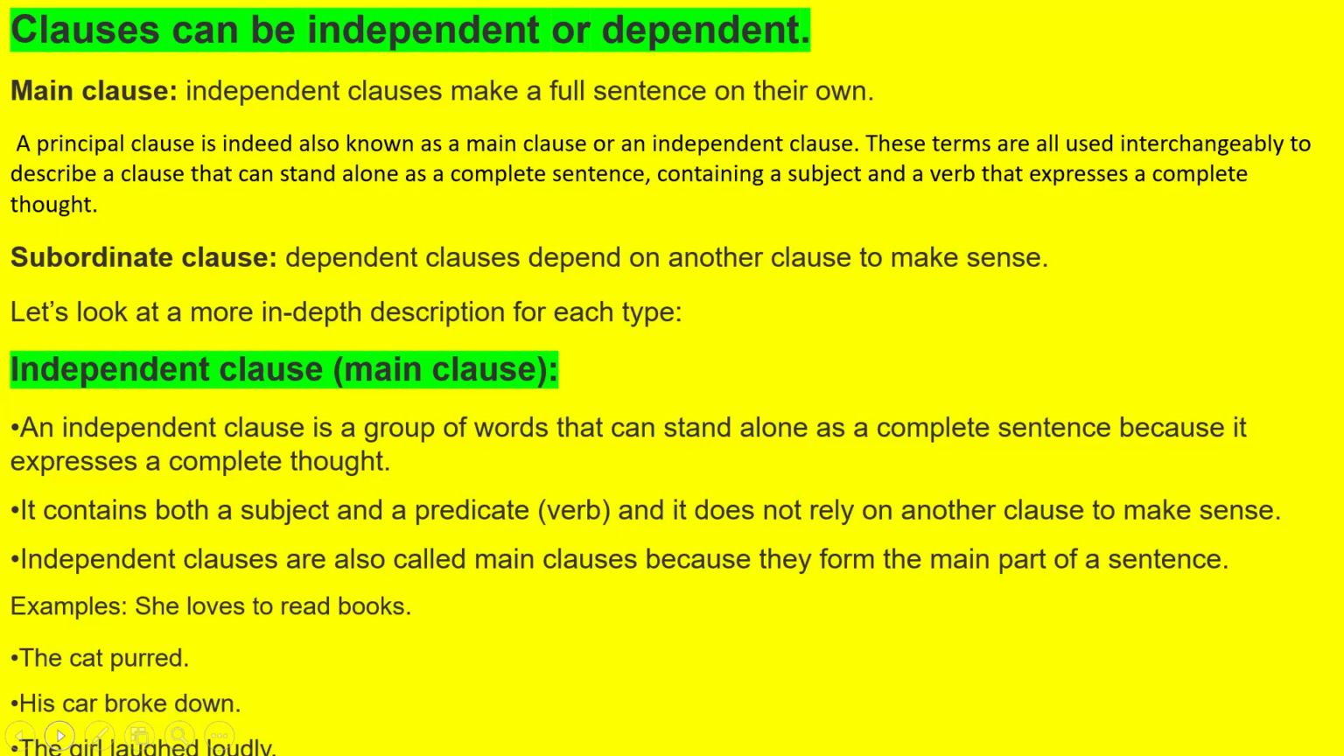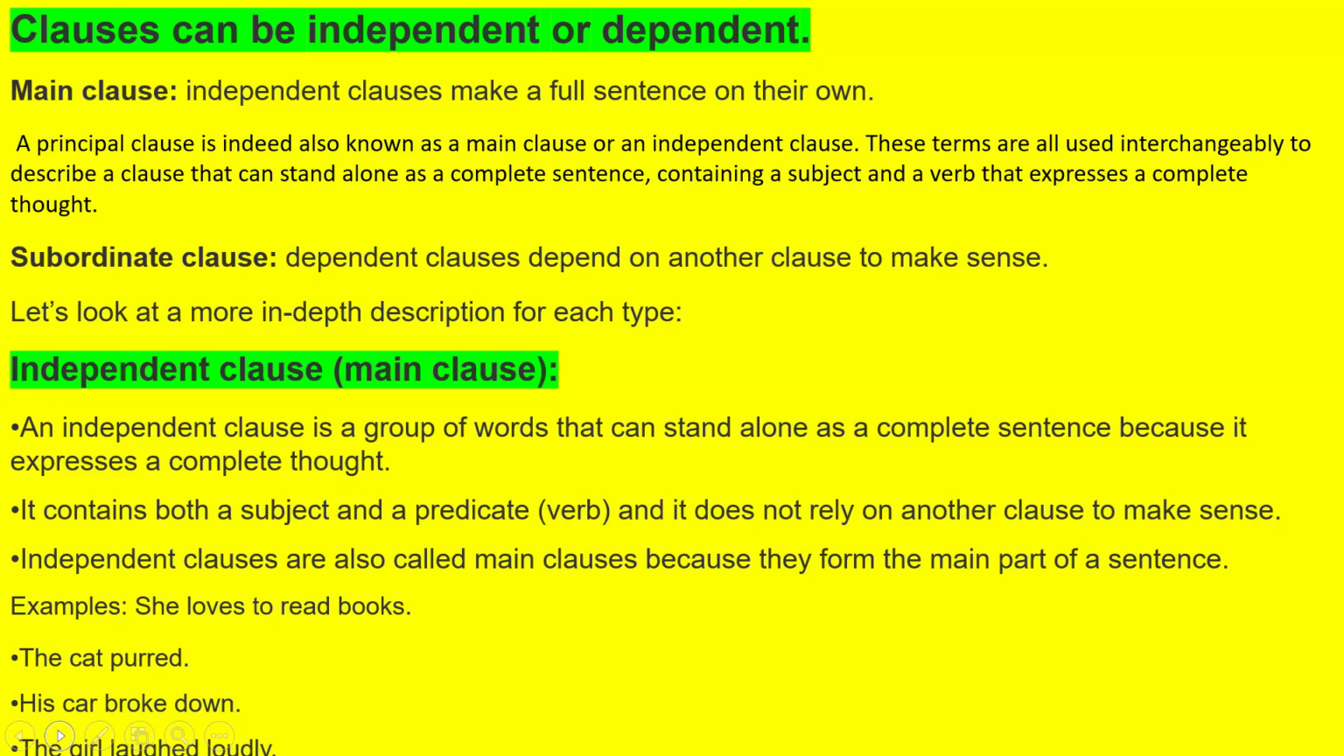So clauses can be independent or dependent. We have learned that the principal clause is also known as the main clause or independent clause. These terms are used interchangeably. We can say principal clause, main clause, or independent clause. It contains a subject and verb to give complete thought and meaning. The subordinate clause, the dependent clause, totally depends on another clause to give complete thought and make sense. A few examples of main and independent clauses are given. It contains a subject and predicate. Predicate means verb and object.